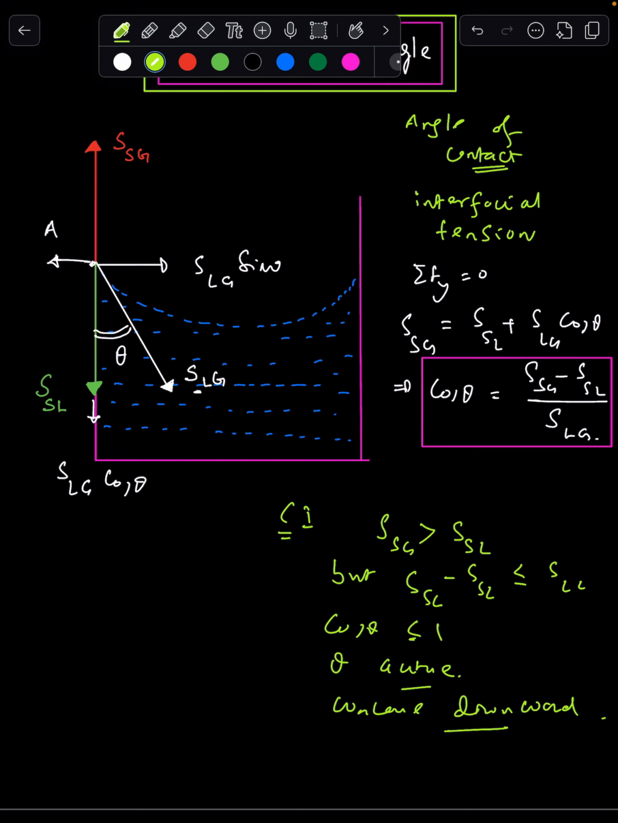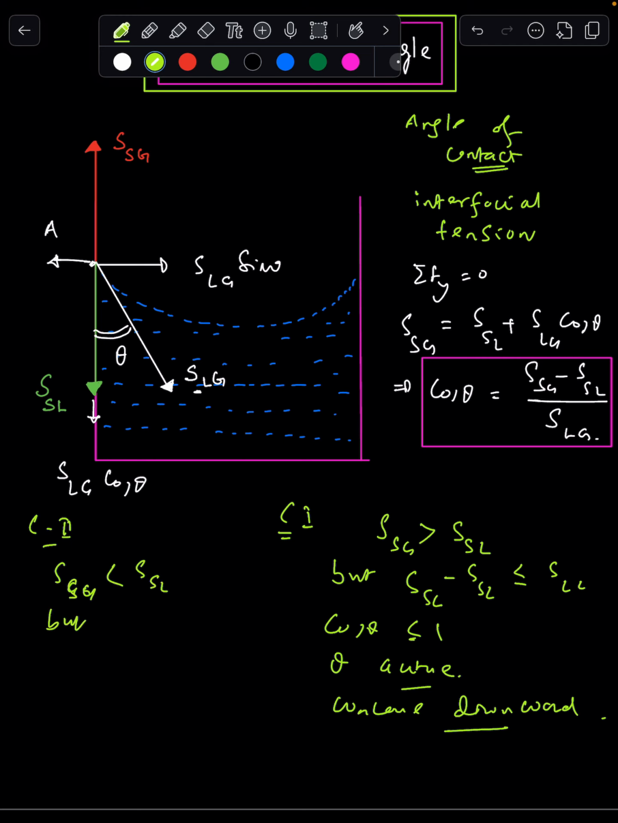Earlier, if you remember, we studied all these cases by considering whether adhesive force is greater than cohesive force, or cohesive force is greater than adhesive force. But this is a completely new kind of thinking, which allows us to have a better understanding of the angle of contact. Case 2: I will consider the same thing. S_SG is now less than S_SL, but the magnitude of S_SG minus S_SL is less than or equal to S_LG.